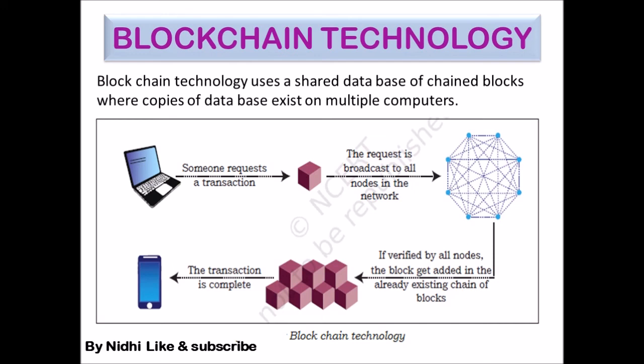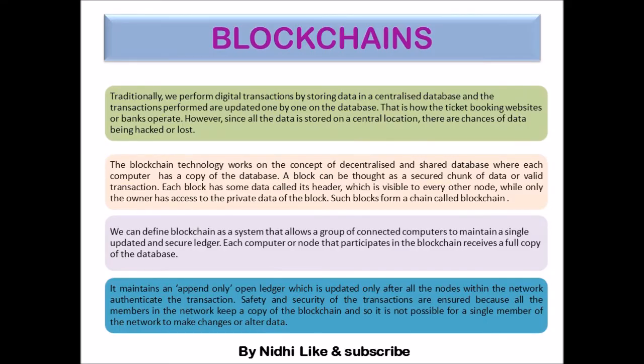Okay, so this blockchain technology, see here, traditionally we were using a centralized database, and the transactions performed are updated one by one. Like this, tickets were booked and other bank operations were done, so there was a chance of hacking. This blockchain technology works on the concept of decentralized and shared databases, where each computer has a copy of the database. A block can be thought of as a secured chunk of data. Chunk means a piece of data or valid transactions. Each block has some data and its header.